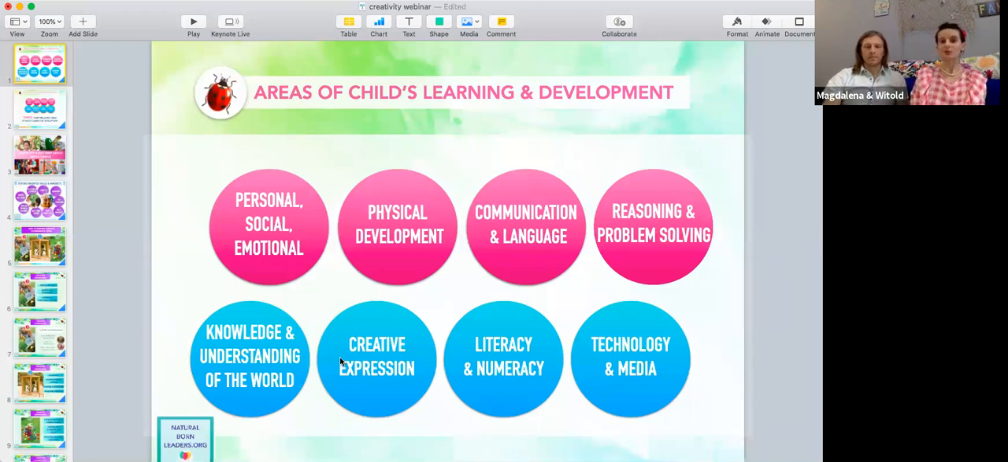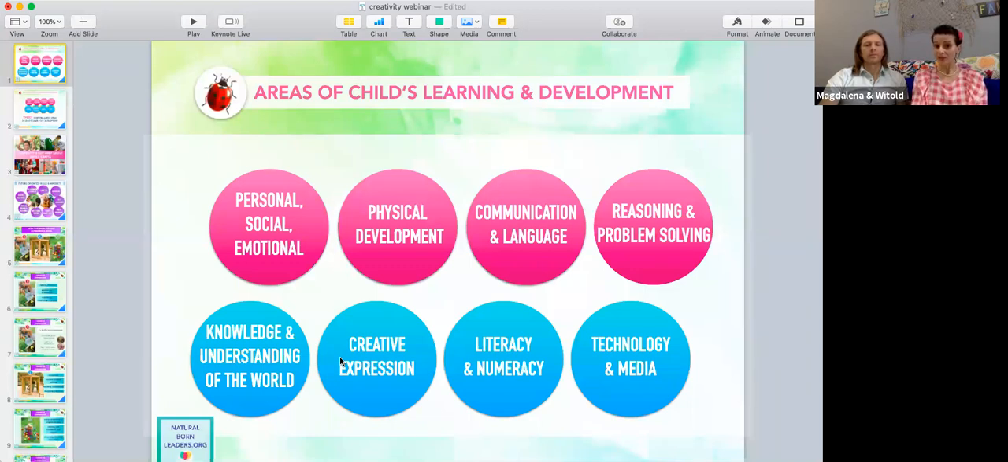So we have personal, social, emotional development. We have physical development, which is about body development. We have communication and language, where children learn how to express themselves verbally. Then we have reasoning and problem solving, which is related to early maths, but about reasoning skills. Then we have knowledge and understanding of the world. Children develop their capacity to understand what is going on out there, what is their situation in the world, how the world responds to them. They're trying to figure out how the world works.